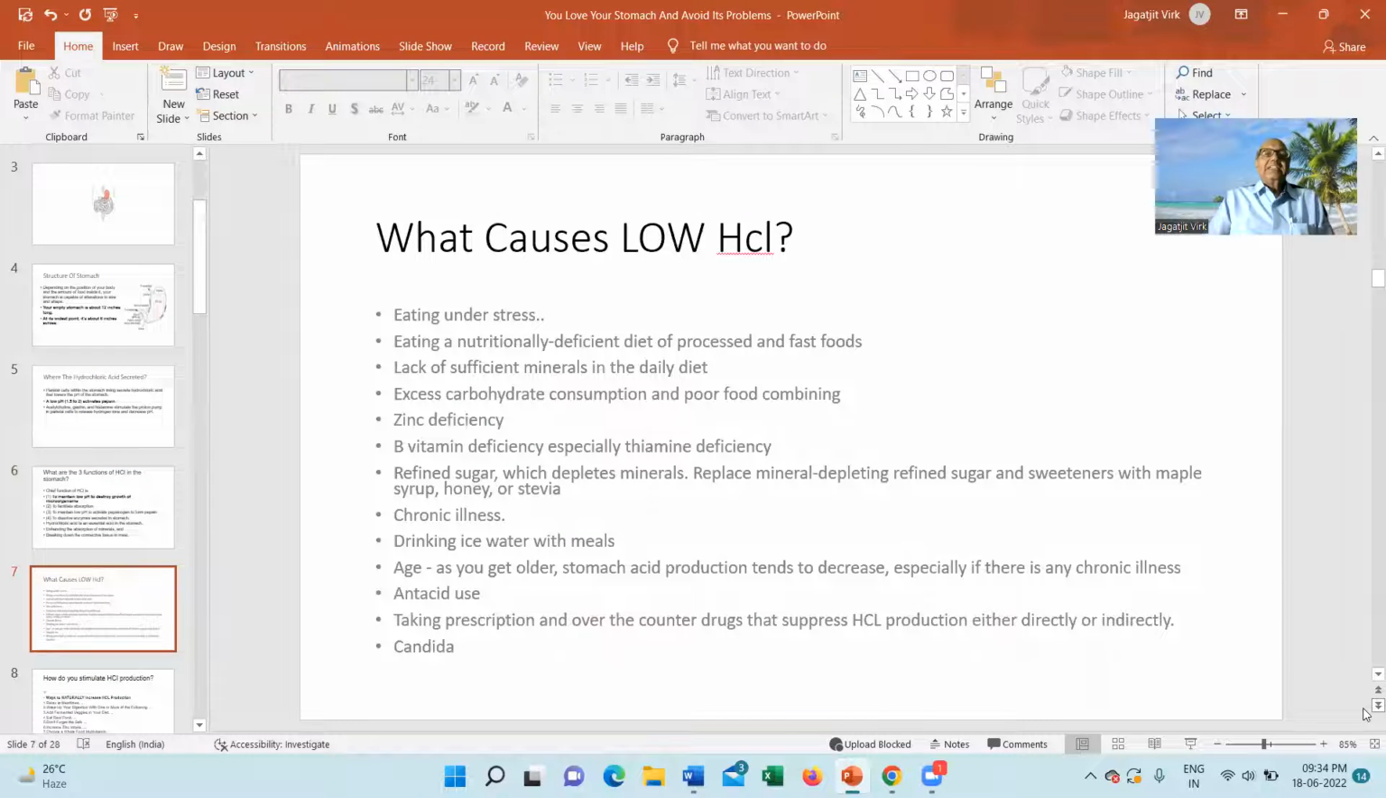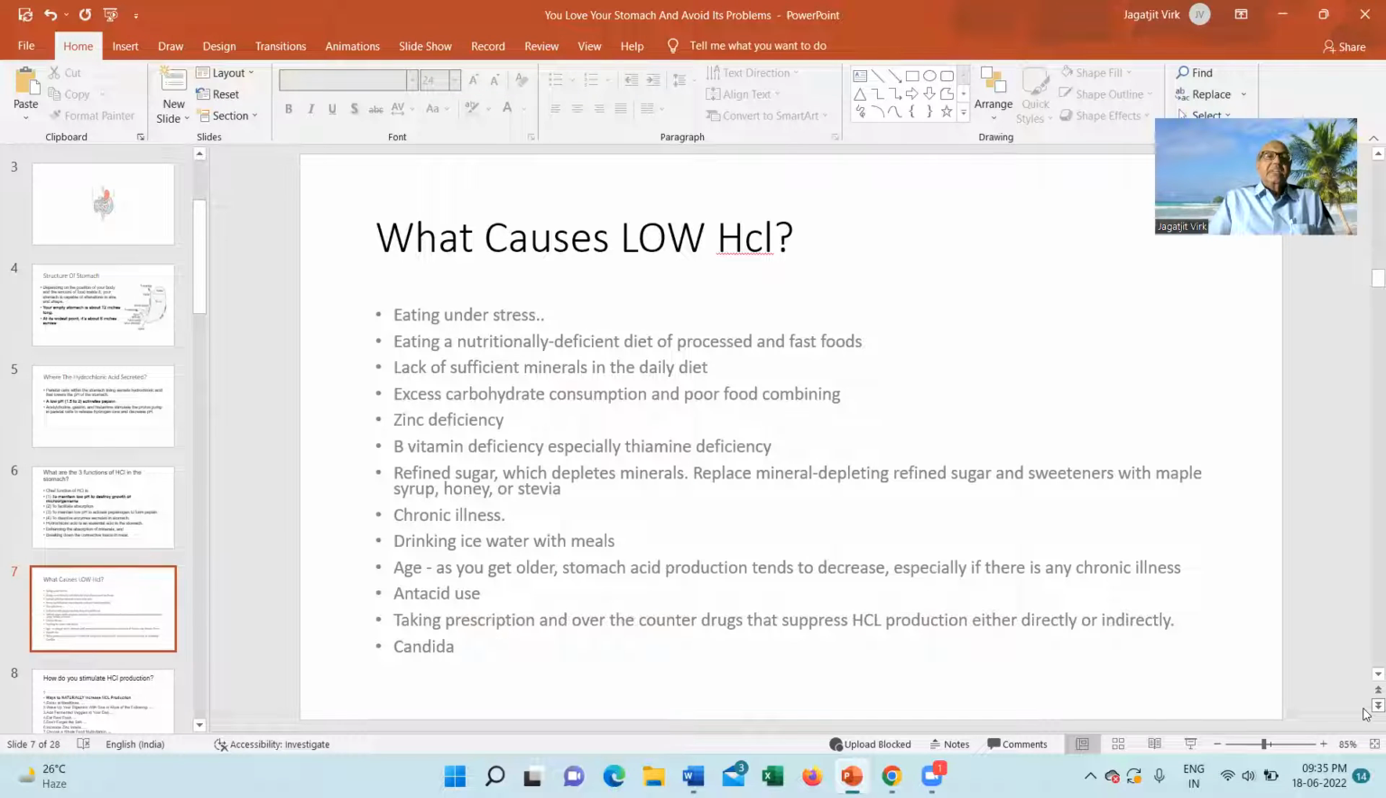What causes low HCl? Eating under stress. When you are under stress, you can't rest and digest. Eating a nutritionally deficient diet of processed and fast foods. Lack of sufficient minerals in the daily diet. Excess carbohydrate consumption and poor food combining. Zinc deficiency. B vitamin deficiency, especially thiamine deficiency.